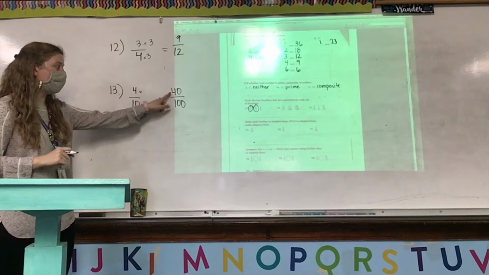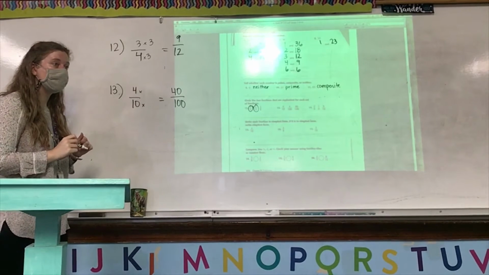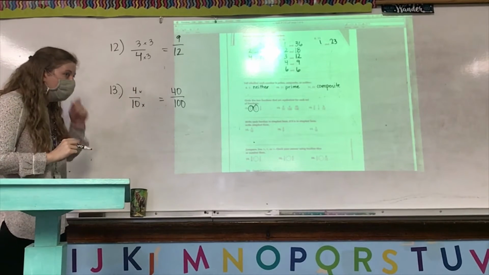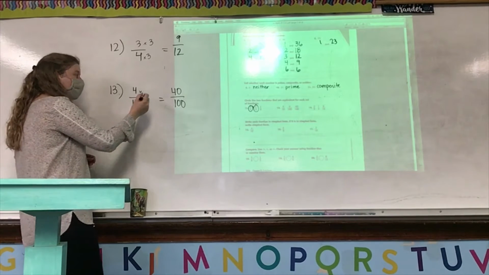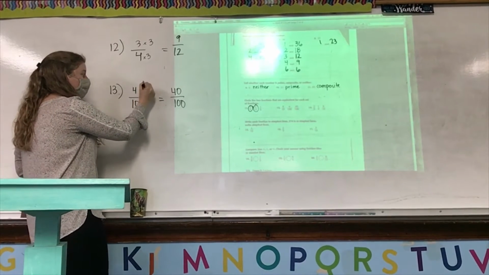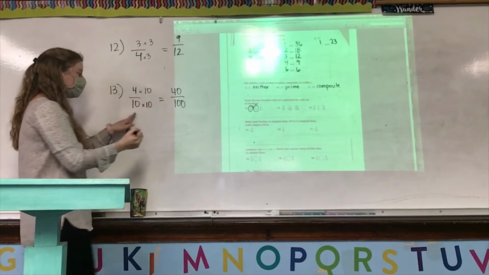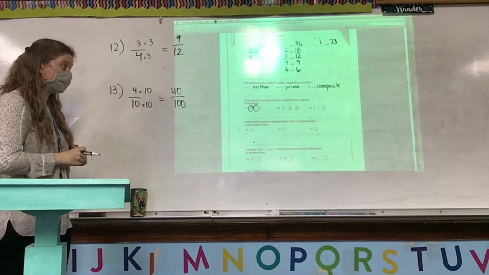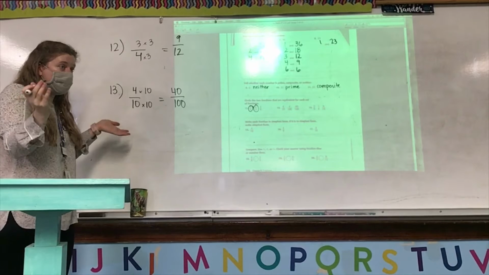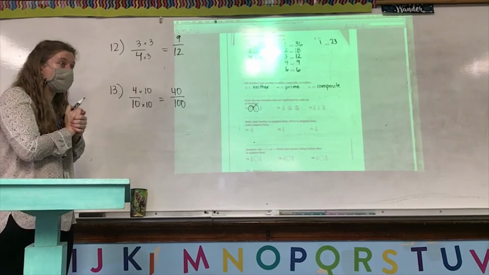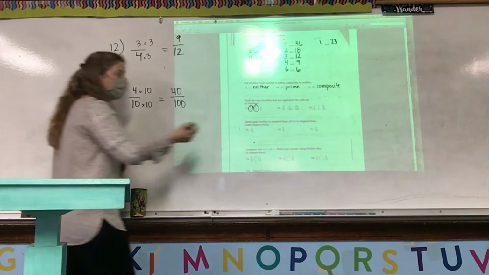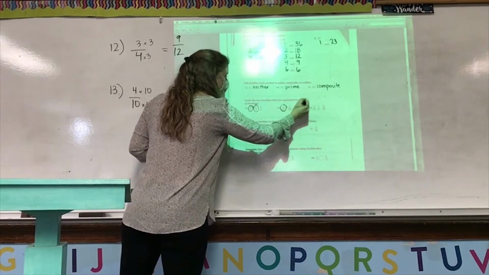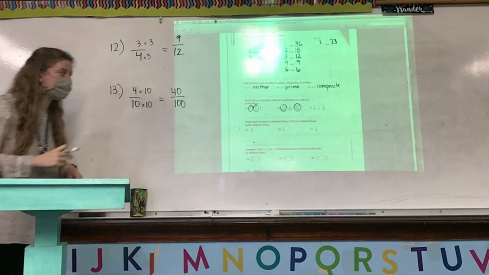Can we multiply 4 by anything to get 40? Yes. What can we multiply 4 by to get 40? 10. Can we do the same thing to the denominator? Yes. So we already found it. We don't have to keep testing. What are the two equivalent fractions? 4 tenths and 40 hundredths.